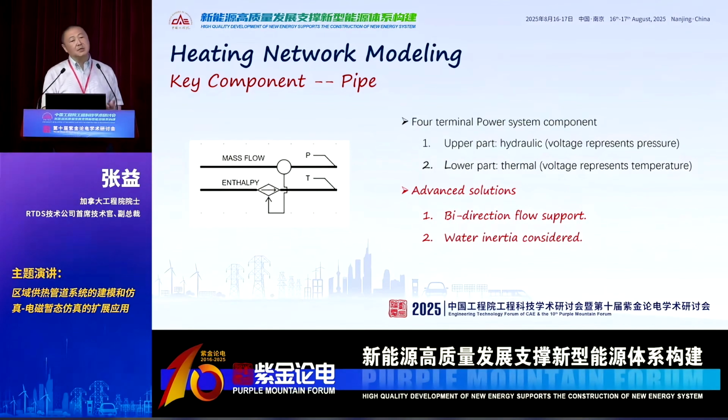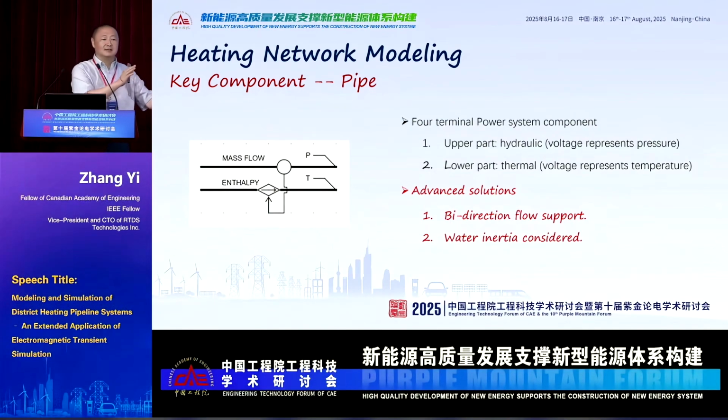So this has been developed by some other researchers in the Berlin Technical University. What we have done is try to fit this in the EMT solver. In order to do that, we have to solve two problems. One is to support bidirectional flows. The other one is the water inertia. So when the water starts to flow, it does not flow right away. There must be some inertia. So we developed this improvement in the model.